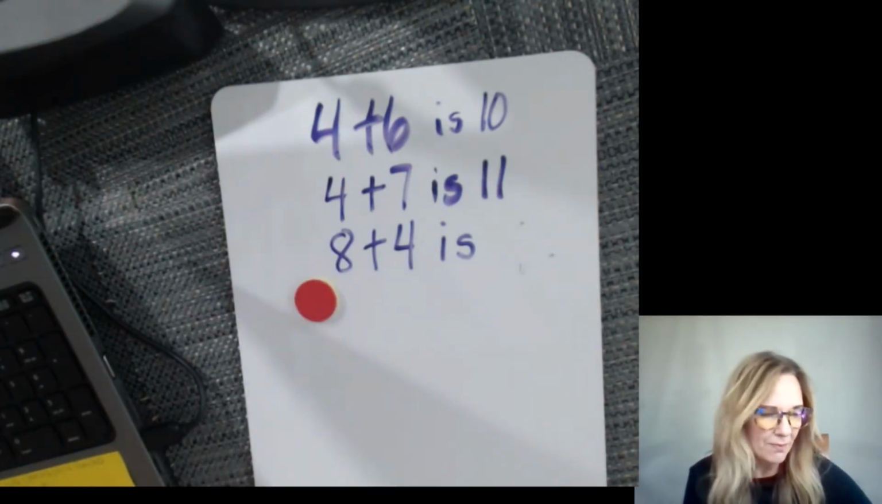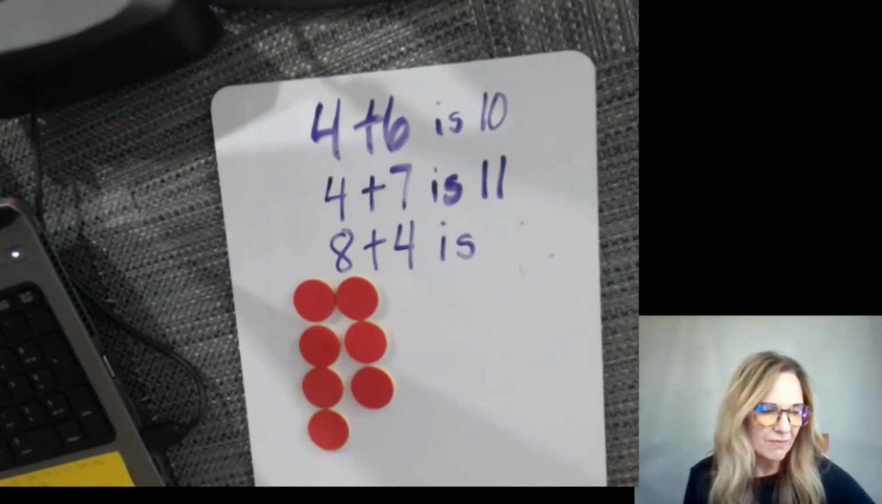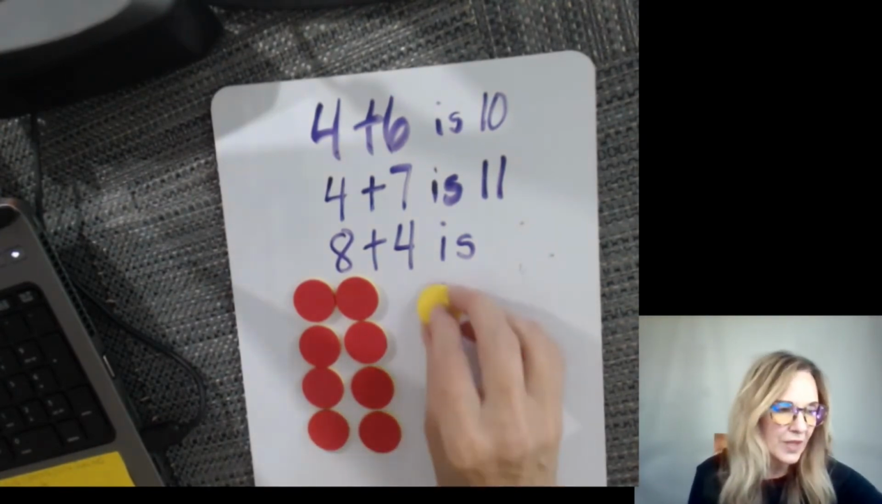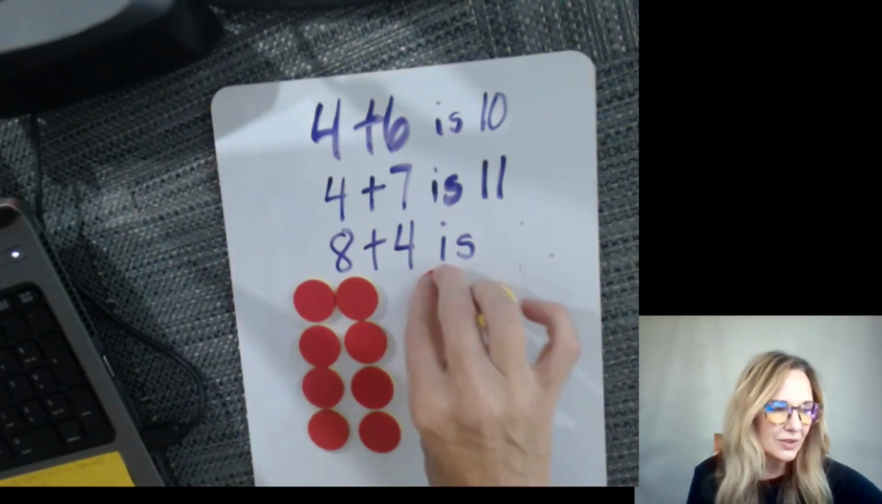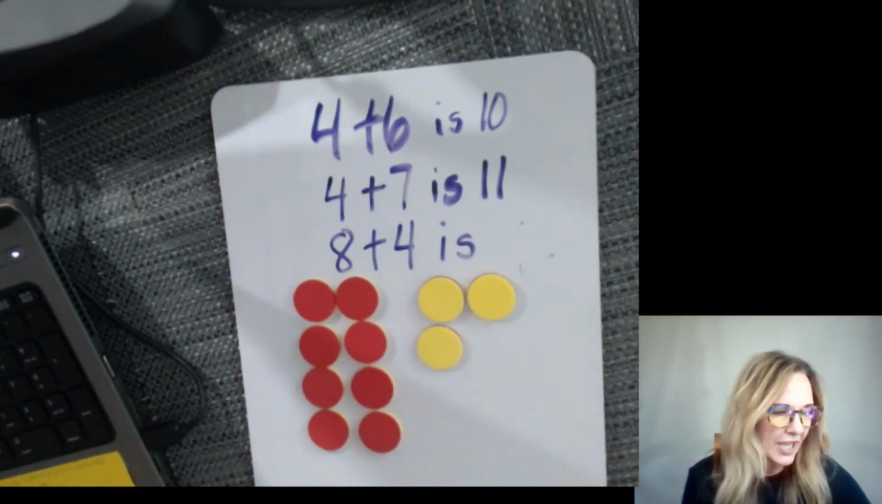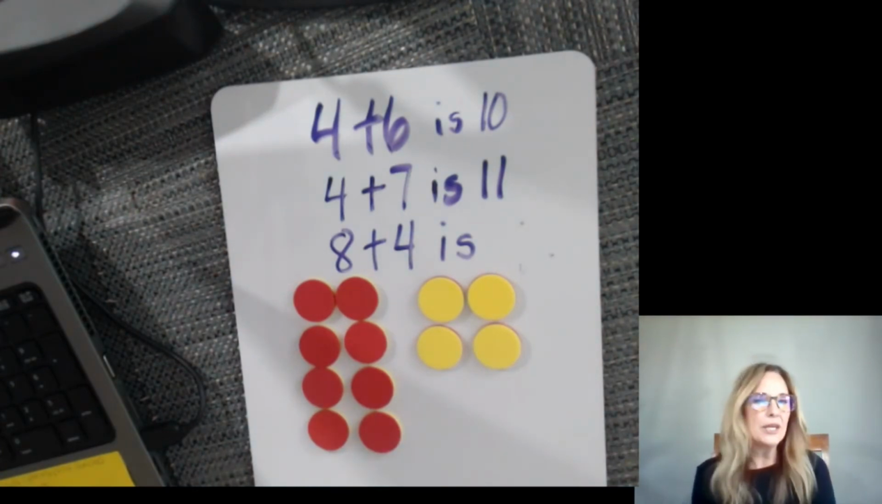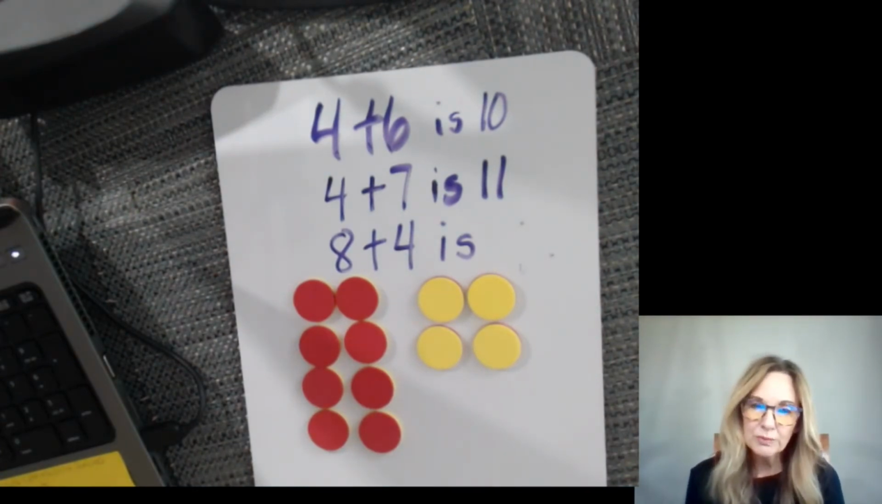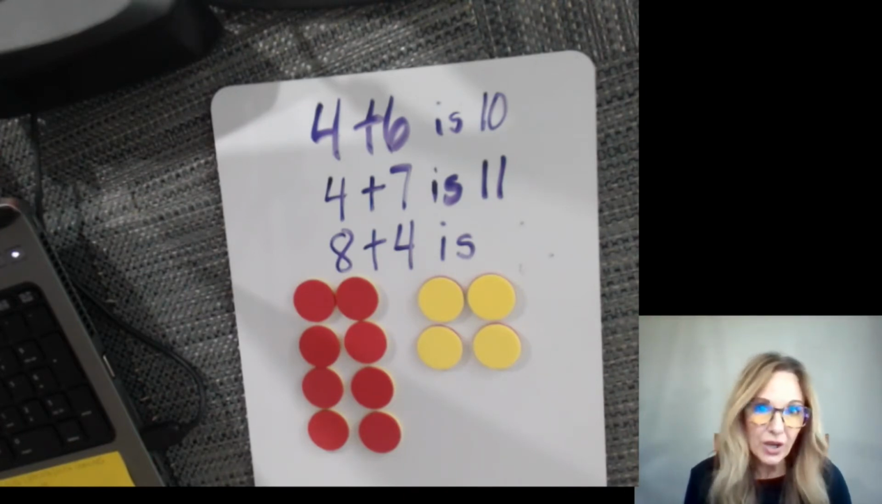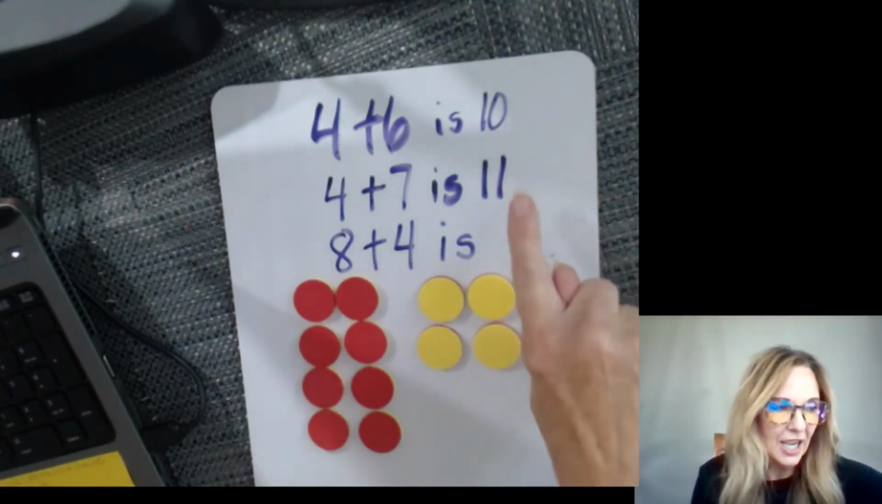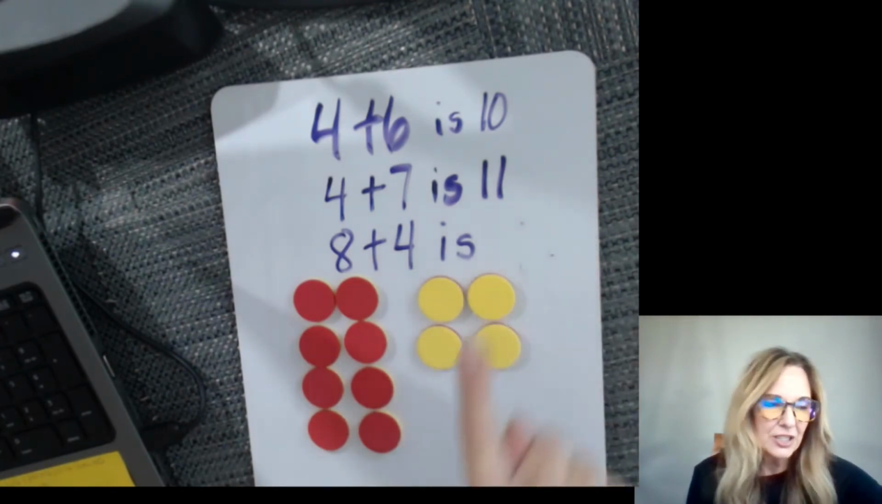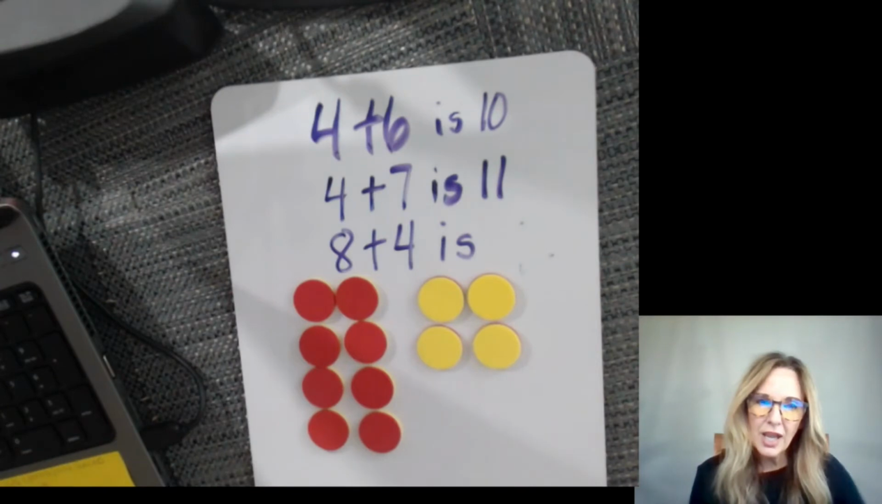Let's do 8. 1, 2, 3, 4, 5, 6, 7, 8. And let's model the number 4. 1, 2, 3, 4. Now, if we want to know how many we have altogether, what can we do? Yes, we can definitely use what we already know. That 4 and 6 is 10, and 4 and 7 is 11. So 8 and 4 is, how can we figure that out?